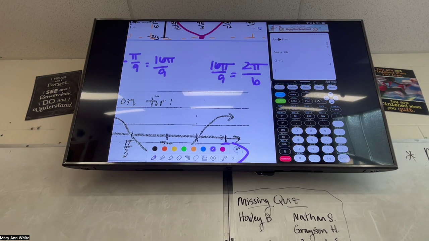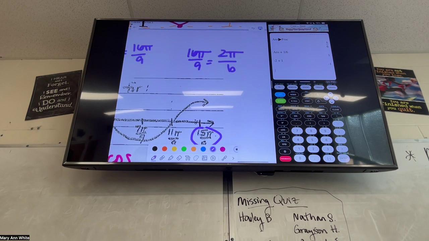I already hate it, so let's get rid of those fractions. Let's cross multiply. That gives me 18 pi equals 16 pi times b. And how do you get b all by itself? Divide by 16 pi. Good. 18 pi over 16 pi equals b. Over here, all of that cancels out. What cancels on the left side? Pi.